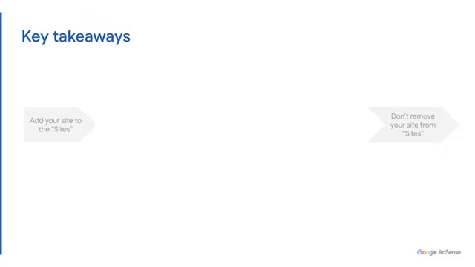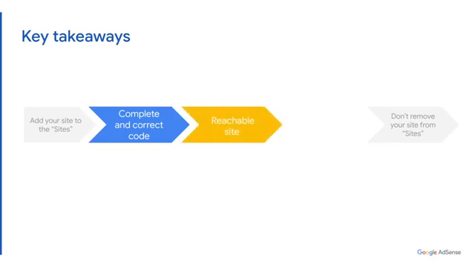To summarize, here are the most important points to get your account activated. 1. Copy the code exactly as it appears in your AdSense homepage. 2. Make sure your site is reachable. And 3. Review our program policies. We hope this video helps you better understand how you can get your site approved.